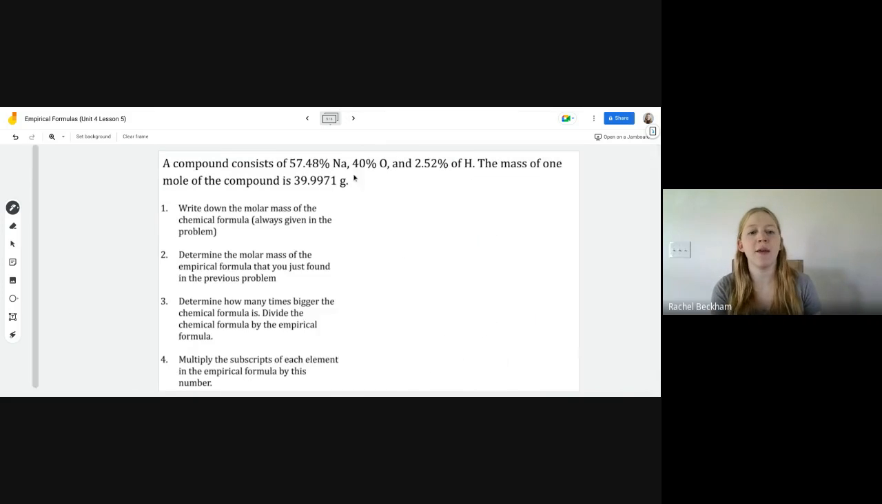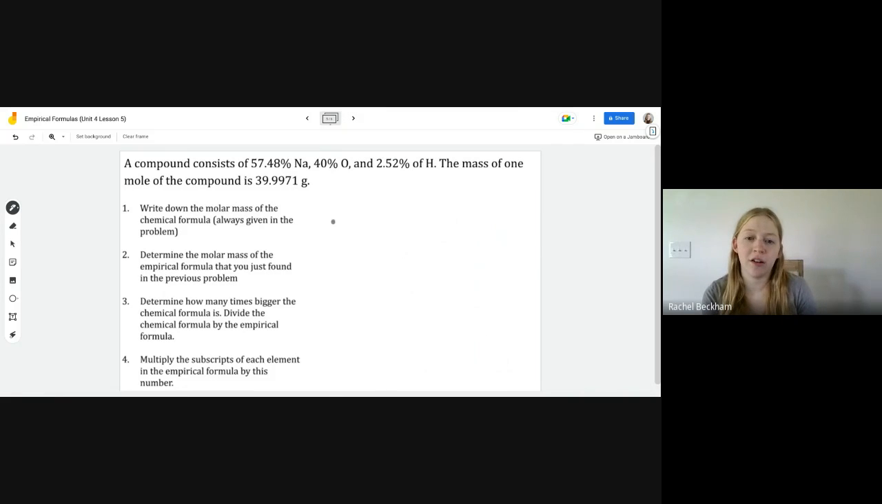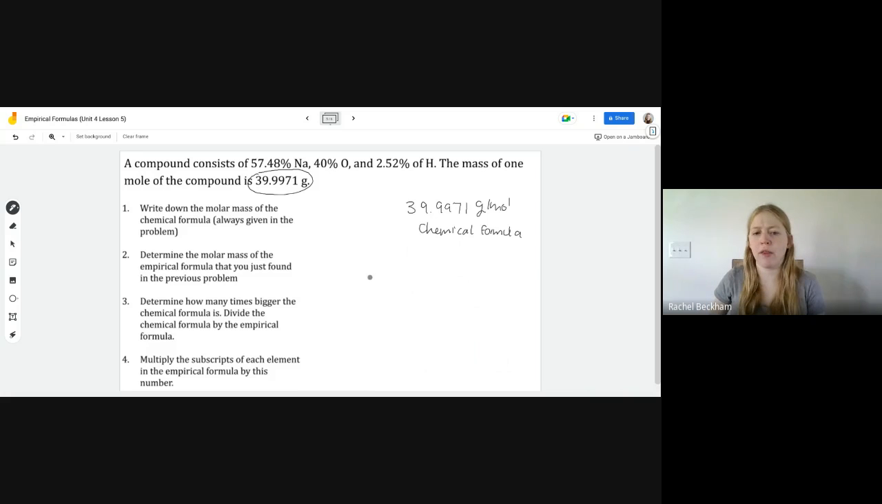To find the chemical formula, this is actually a little bit easier. First, you write down the molar mass that they gave you. This is the molar mass of the molecular or the chemical formula, in grams per mole. Now we need the molar mass of the empirical formula, the one we just got, which was NaOH.